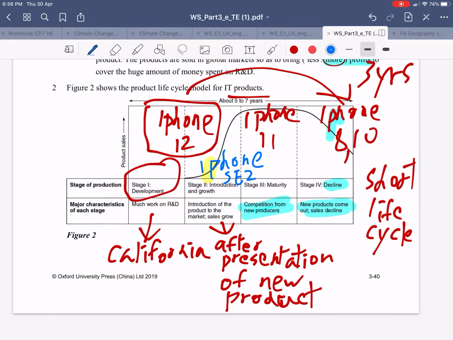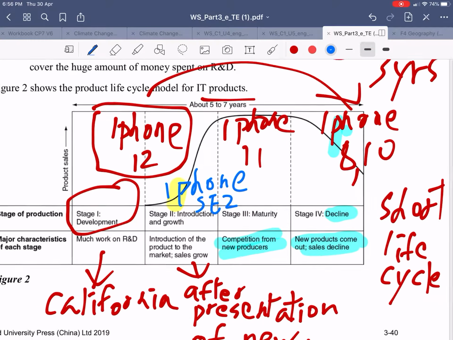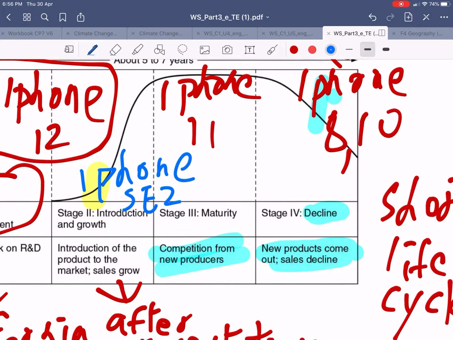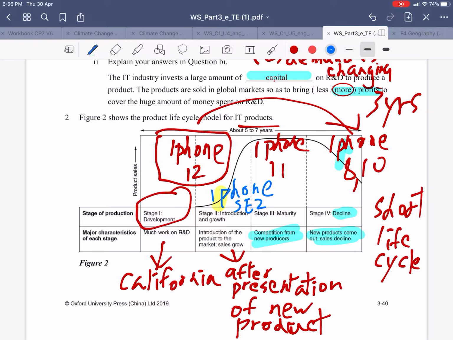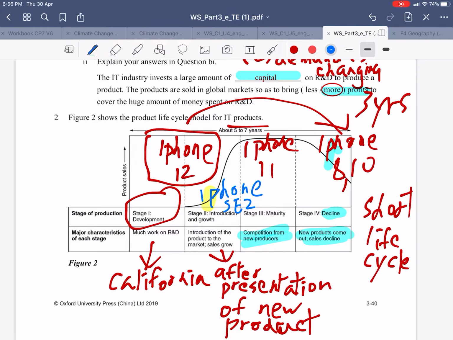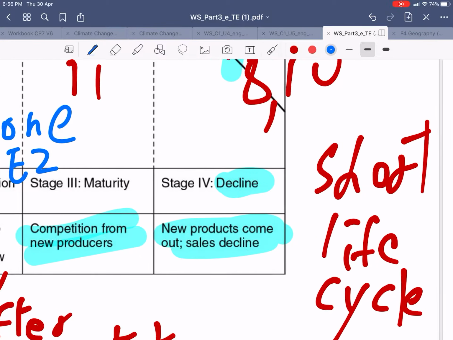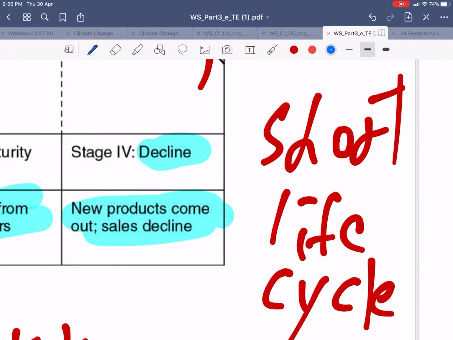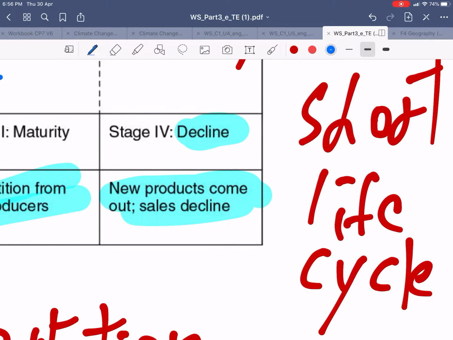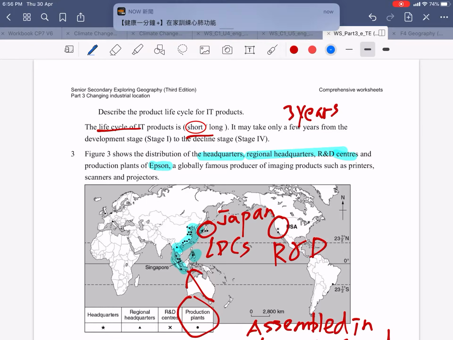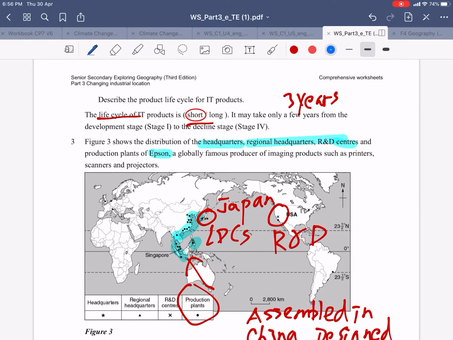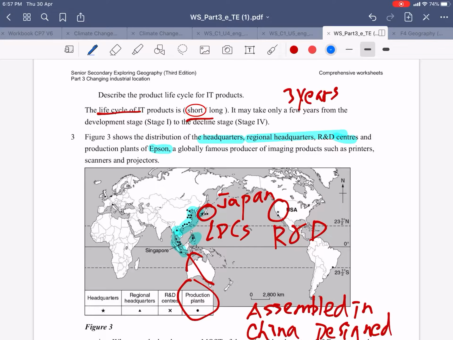But for the iPhone 8 and 10, they are declining. New products come out, and sales of the old products decline. So in general, every new iPhone has a short life cycle. This is the description: the life cycle of an IT product is short, only 3 years.